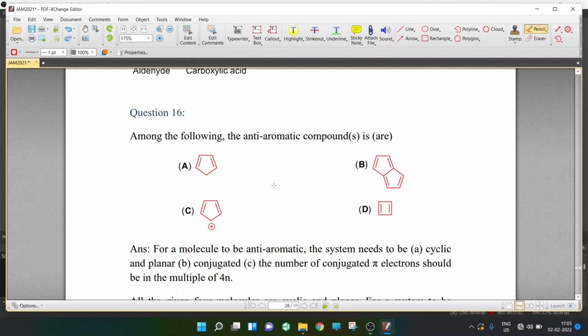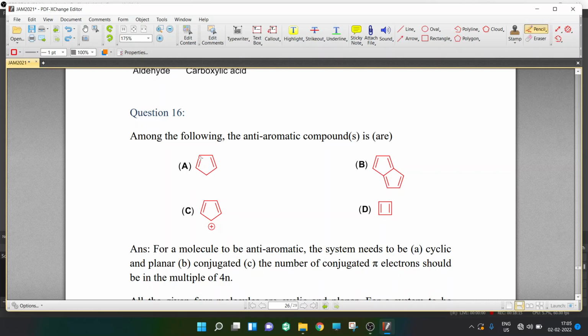Anti-aromatic means it should fulfill all the rules of aromaticity. Only thing is, instead of having 4n plus 2 conjugated pi electrons, it should have 4n conjugated pi electrons. So what are the rules? It should be cyclic. So all of them are cyclic. It should be conjugated. Conjugated means all the orbitals in the system should overlap.